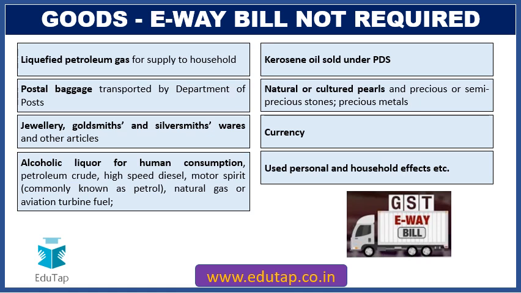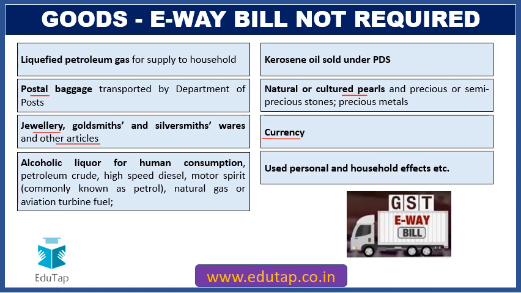Further, some goods have been specified for which no e-way bill is required to be generated. For example, LPG gas for supply to households, kerosene oil which is sold under the PDS or public distribution system, postal baggages transported by the Department of Post, natural or cultured pearls, precious stones or precious metals, jewelry, goldsmith or silversmith wares and other articles. Now jewelry is very costly, so it would become very difficult to make an e-way bill every time you purchase a jewelry item. Further, for movement of currency, an e-way bill is not required. So if you are carrying currency worth rupees 60,000, you are not going to generate an e-way bill to carry that amount because that's not going to make any sense.